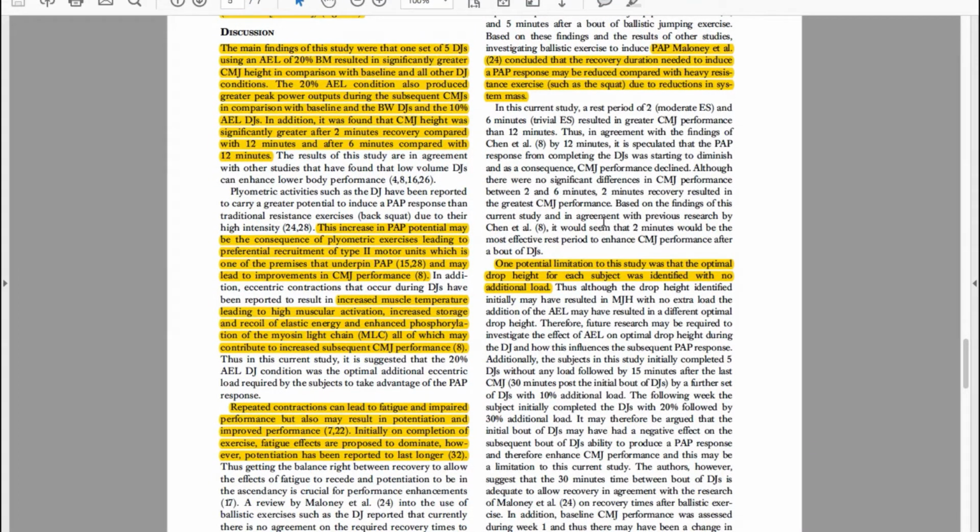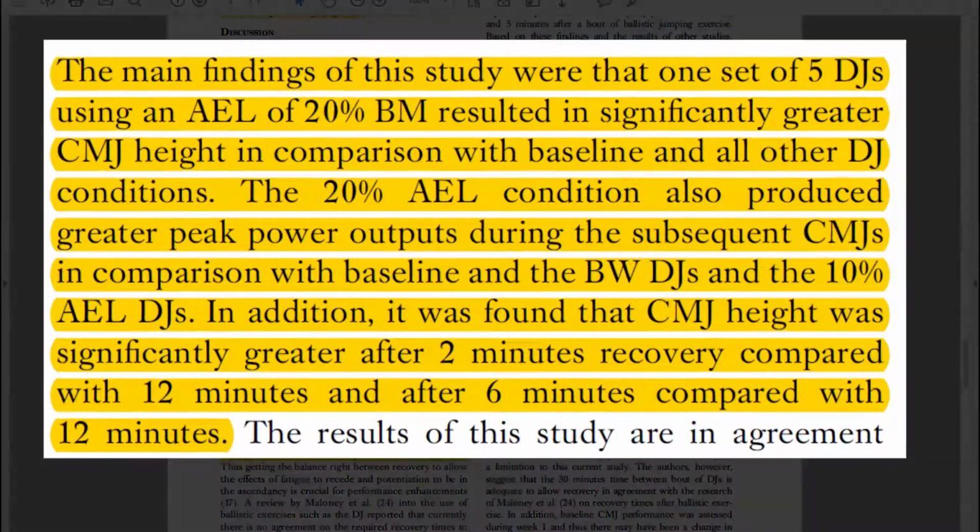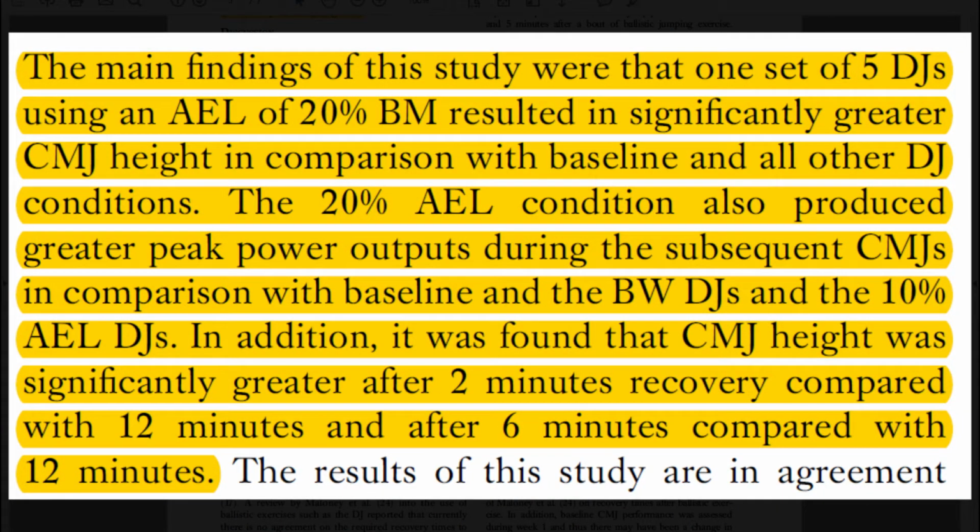What we found. The main findings of the study were that one set of 5 drop jumps using an AEL of 20% of each individual's body mass resulted in significantly greater countermovement jump height in comparison with their baseline countermovement jump performance and also countermovement jumps following the body weight only and the 10 and 30% AEL drop jump conditions. The AEL condition with 20% additional load also produced a greater peak power output during the subsequent countermovement jumps in comparison with baseline, the body weight drop jumps, and the 10% AEL drop jumps.